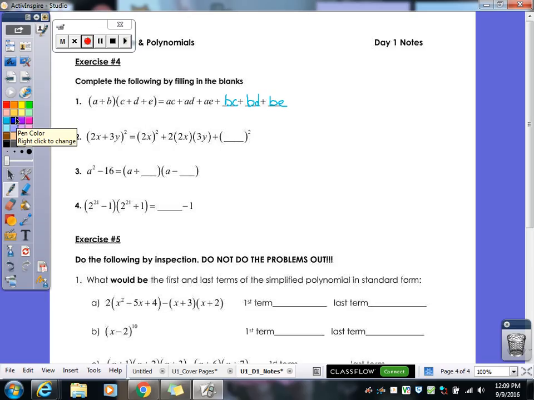Now the second one, this is using the little shortcut. They took the first term and they squared it. And then they did 2 times the first term times the second term. And then, what should this last one be? It should be your second term squared. That's our little shortcut we were just doing.